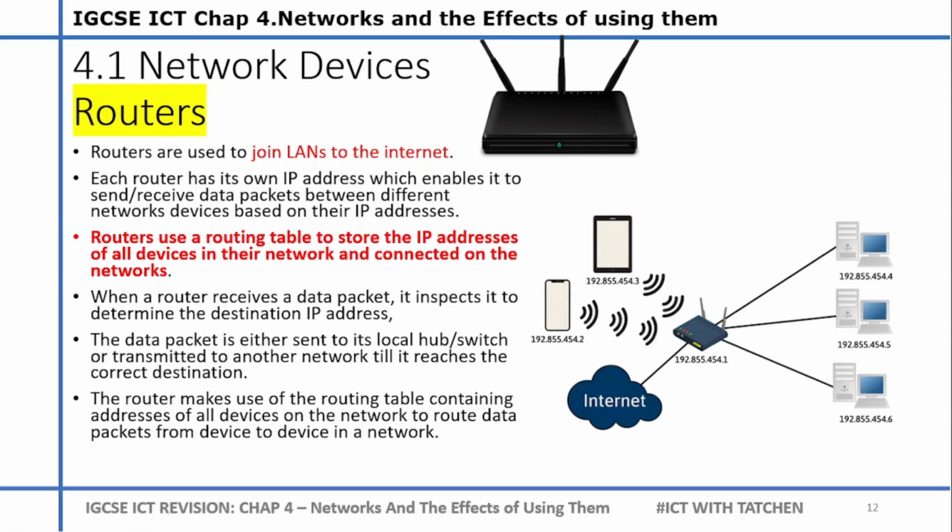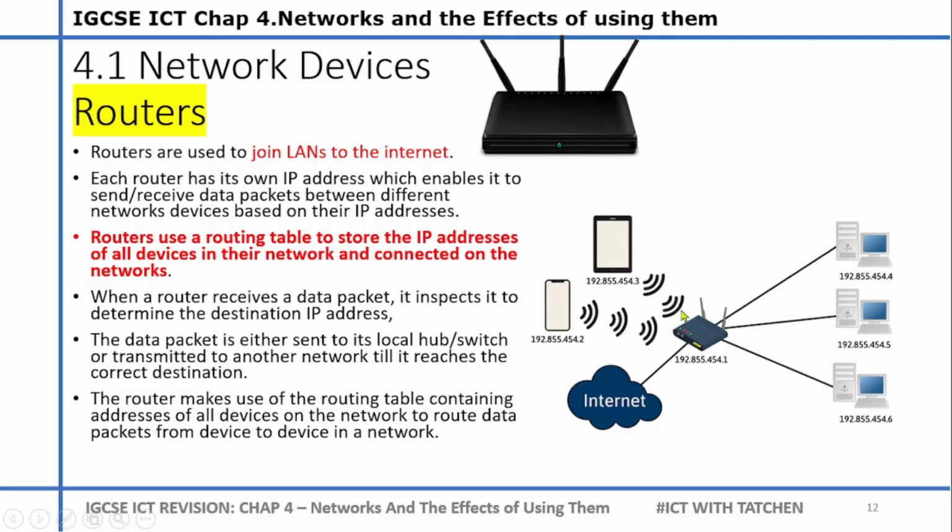Each router has its own IP address, which enables it to send and receive data packets between different network devices based on their IP addresses. Routers use what we call a routing table to store the IP addresses of all devices connected on their network. So this router, for instance, is able to store all these IP addresses. This is the IP address of the router, and it's able to store the IP addresses of these other devices which are wired onto it. While these devices, like mobile devices, are connected wirelessly, it's also able to store their IP addresses. So whenever you want to send a message to a particular device, it uses the IP address from the data packet. As we earlier discussed, the data packet has a header section which has the sender's IP address and the receiver's IP address. So the router is able to pick out that information from there and send the message just to that particular user.